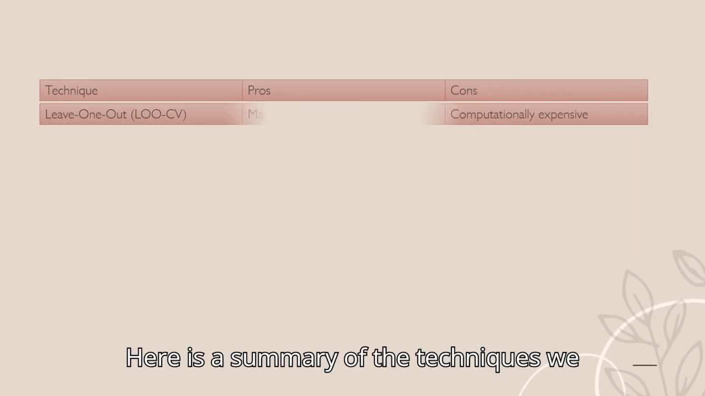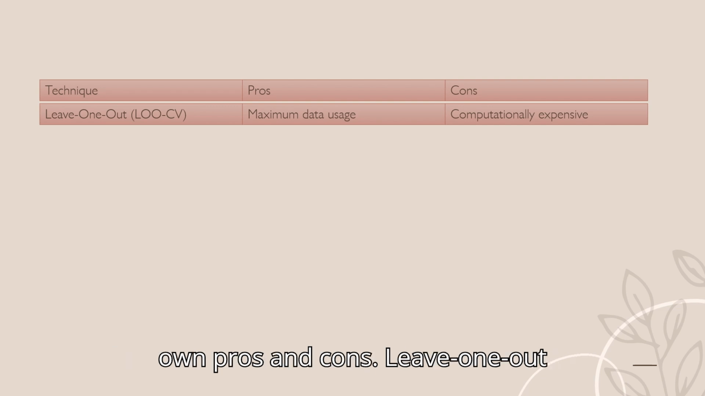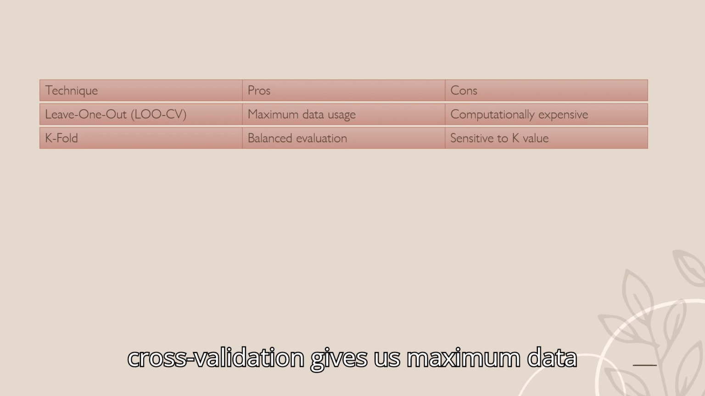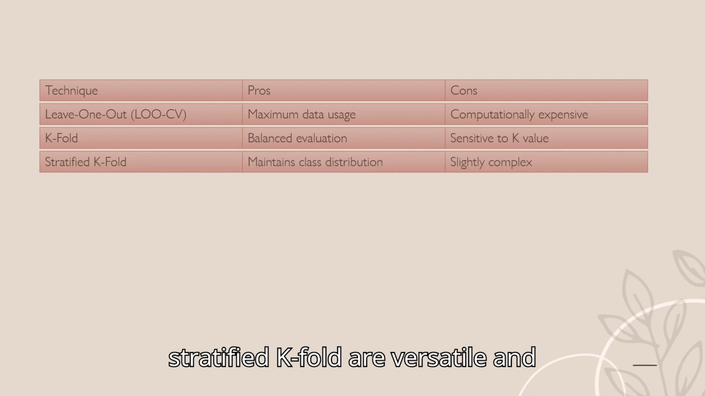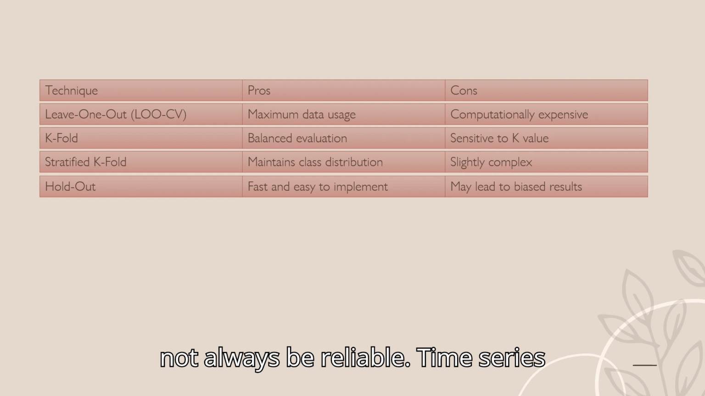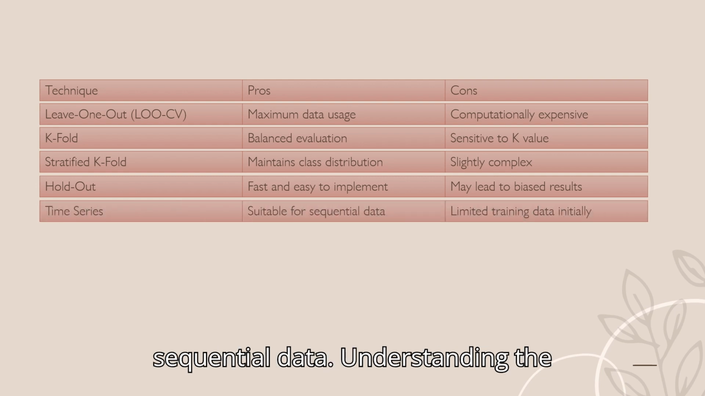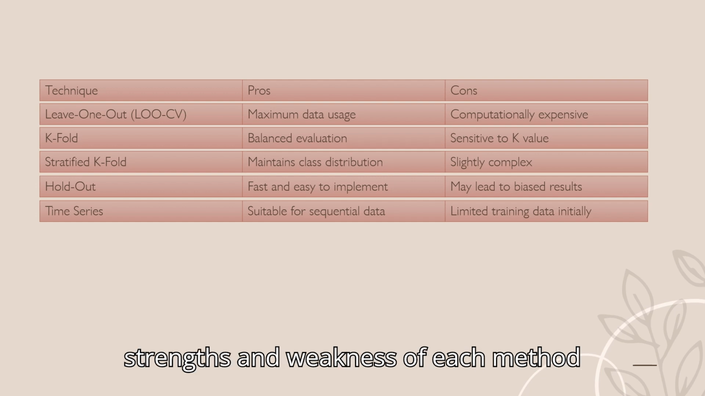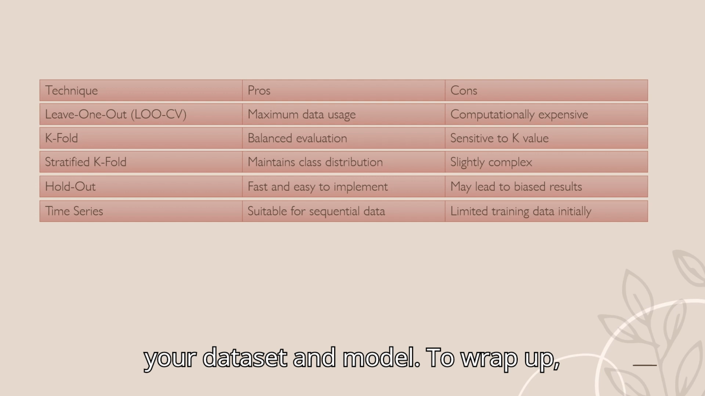Here's a summary of the techniques we have discussed today. Each method has its own pros and cons. Leave one out cross-validation gives us maximum data for training but can be slow. K-fold and stratified K-fold are versatile and widely used. Hold out is quick but may not always be reliable. Time series cross-validation is critical for sequential data. Understanding the strengths and weaknesses of each method helps you choose the right technique for your dataset and model.